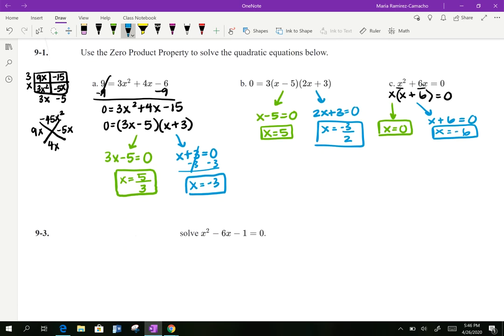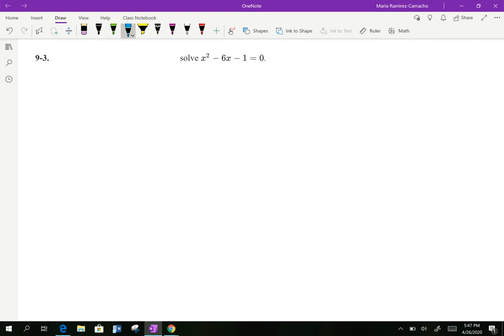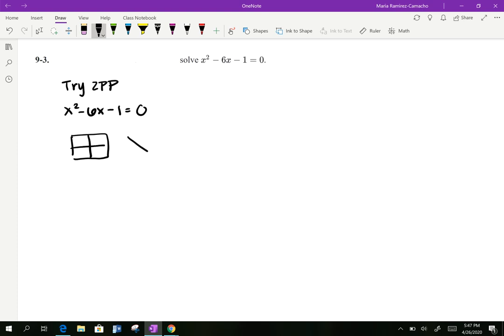So let's try to use the zero product property to do problem 9-3. 9-3 says solve x squared minus 6x minus 1 equals 0. Okay. Let's try ZPP, zero product property. We're going to take x squared minus 6x minus 1, and I'm going to try to factor first. So I need to draw my generic rectangle and my diamond and see if that's possible. Can we multiply two things to get negative x squared and add to get negative 6x? The answer is no, actually. This is not factorable.